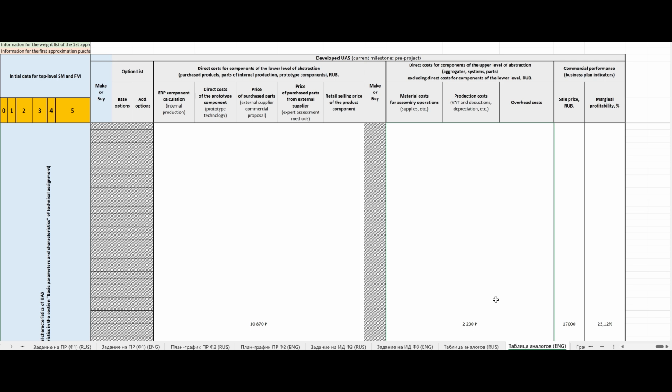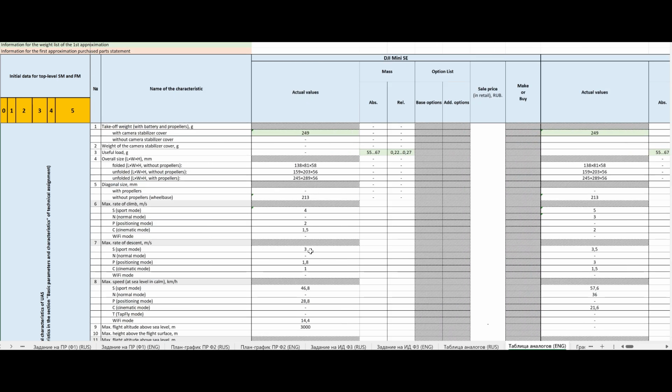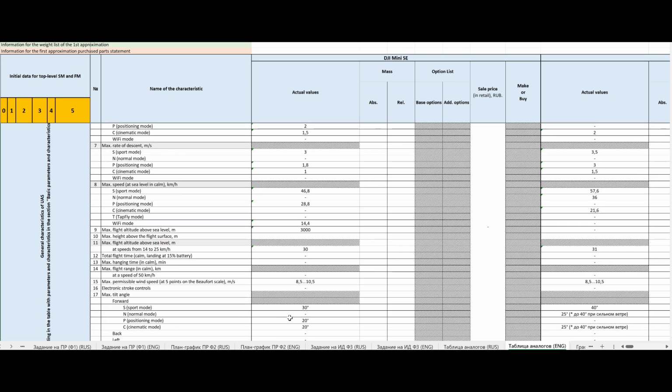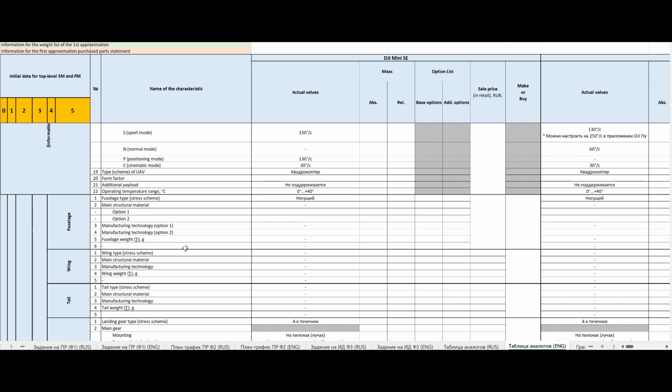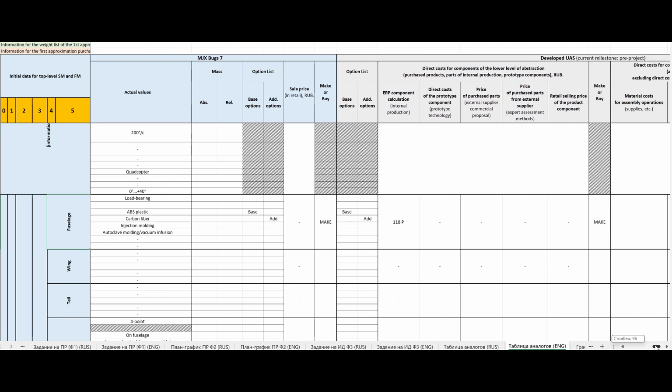Let's move from the unmanned aircraft system general characteristics block, which displays top-level product information, to the blocks corresponding to the main units and systems of the unmanned aircraft system in question. The fuselage component in this case is produced like the analog by injection molding in internal production, thereby achieving the indicated low cost of 118 rubles.